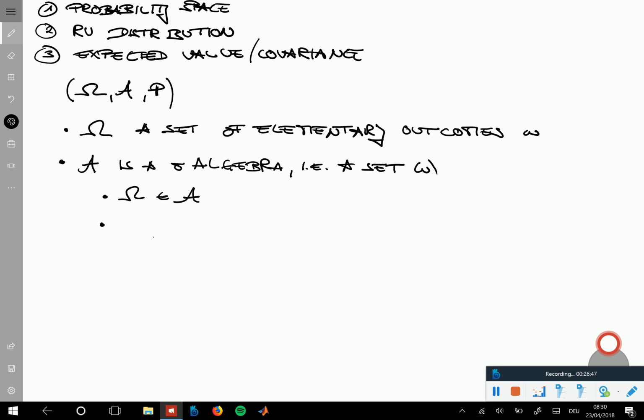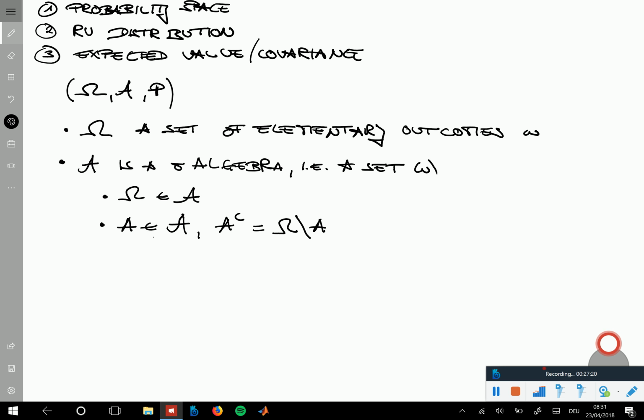It is closed under the formation of complements. If a set A is in this sigma algebra, then also the complement of A is in this. There's something missing actually. I see here there's a typo in the script. Then also A^C, this is the complement of A, which is omega without A. Yeah, so that's the definition of a complement.